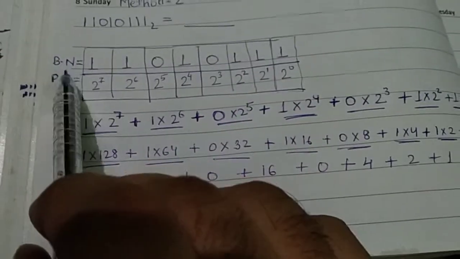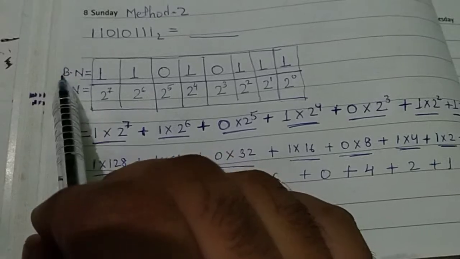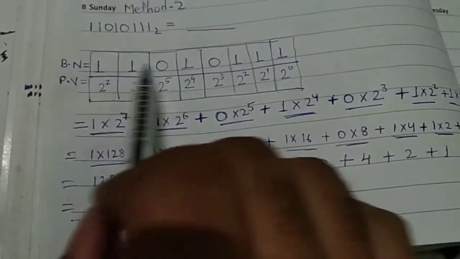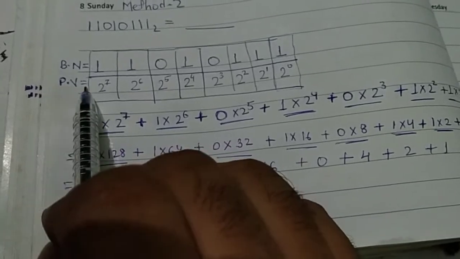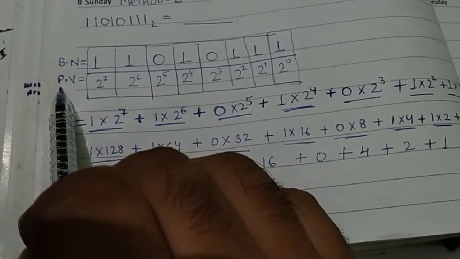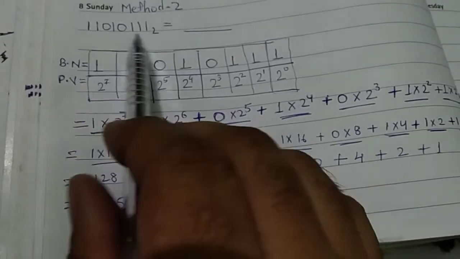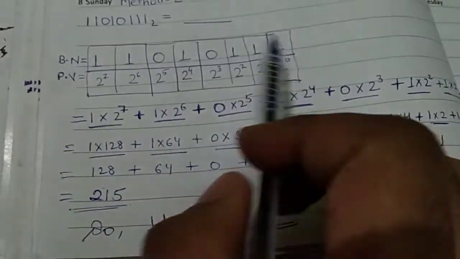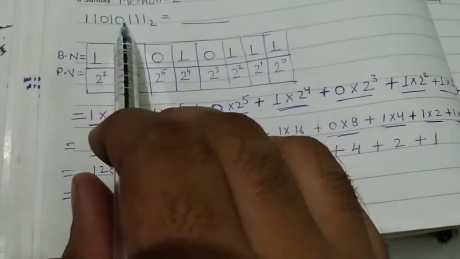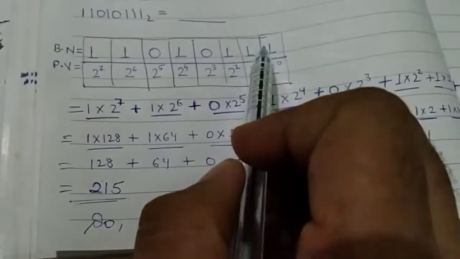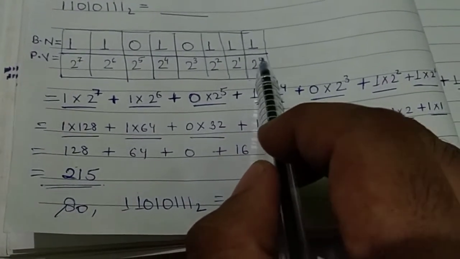So what I will do is create a box like this. In the first row I will write the binary numbers. In the second row I will write the positional values. After writing the binary numbers, these same binary numbers will be written over here. So it will be 1 1 0 1 0 1 1. Okay, after this you are going to write the base value and the power to that.